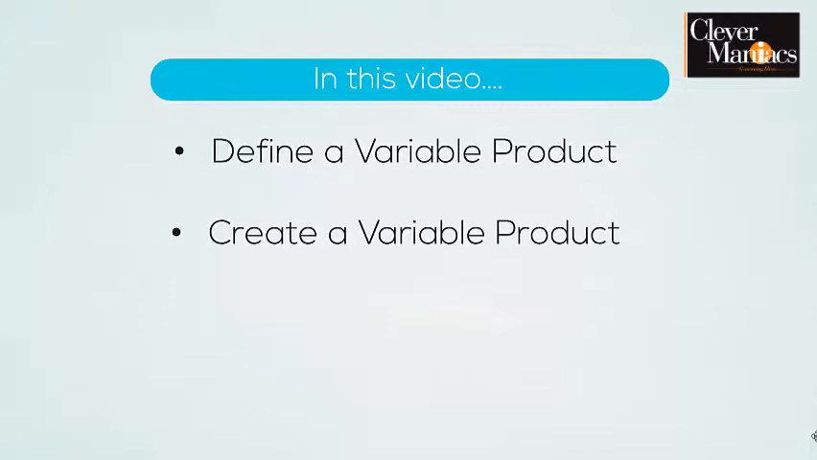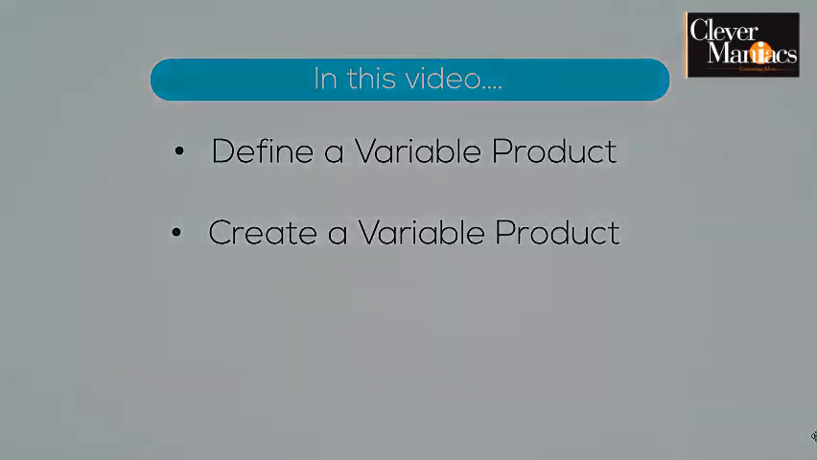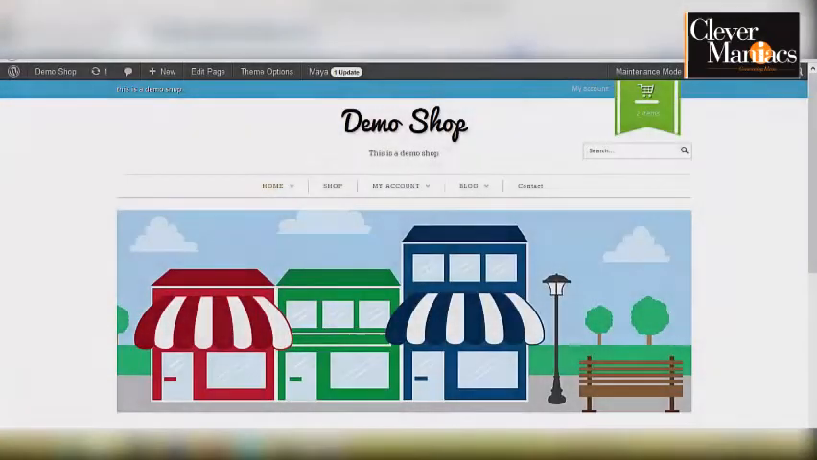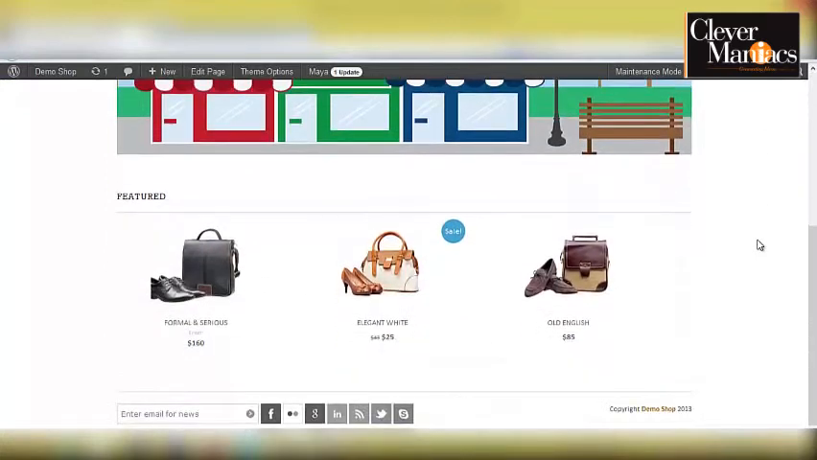With that, let's go ahead and go to our demo store and take another look at what a variable product is all about. All right, so here we are back at our demo shop, and I'm just going to scroll down here to our featured products. Now in our last video, we talked about products in general, and then we looked at creating a simple product. We actually demonstrated that, showed how that worked. And now this time we're going to look at variable products.